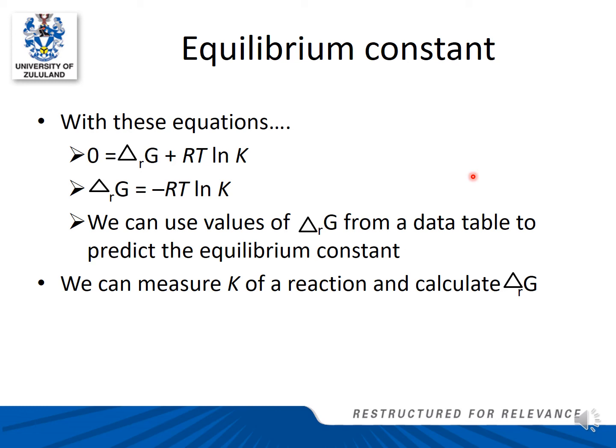Okay, just moving forward. So when we have the equilibrium constant, remember the formula is 0 equals the reaction Gibbs energy plus RT ln K, whereby the formula that I said we must use is Rg is equal to minus RT ln K. So we can use the values of Rg from a data table to predict the equilibrium constant. And we can also measure K of the reaction and calculate Rg.